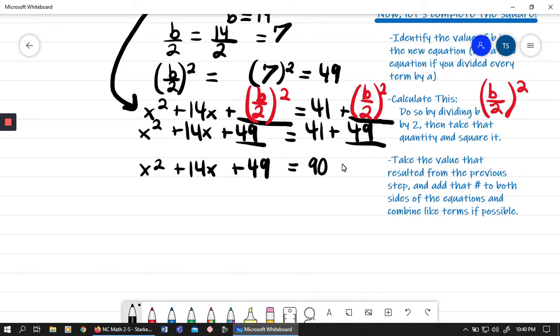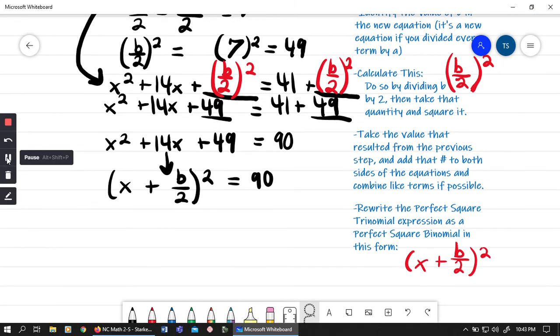Now we want to rewrite this perfect square trinomial that we have here as a perfect square binomial in this form: x plus b divided by 2, squared. And again, the equation is still equal to 90.